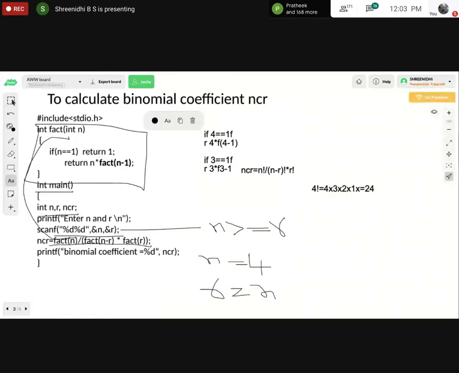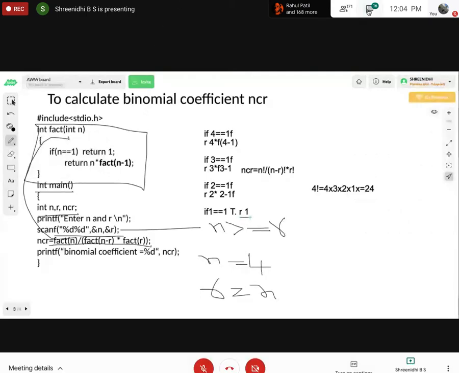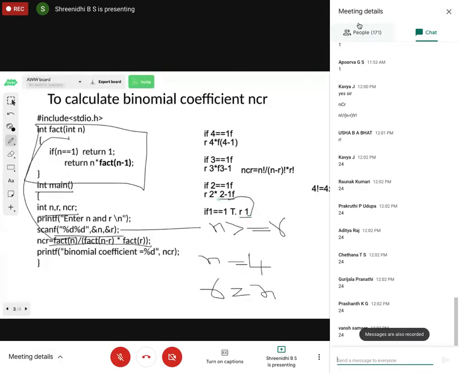So again it will be 2. If 2 is equal to 1, again false. So return 2 into fact of 2 minus 1. If 1 is equal to 1, true. See here, for the first time it will return 1. So this will be executed, return 1. So where does this 1 return? This 1 returns to the previous call, this one.